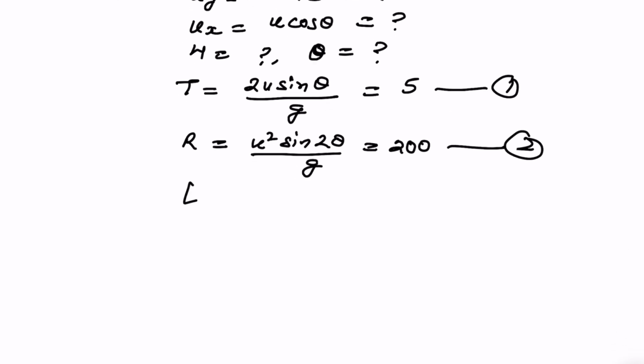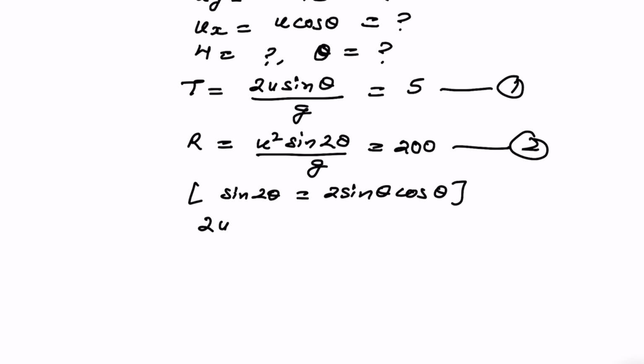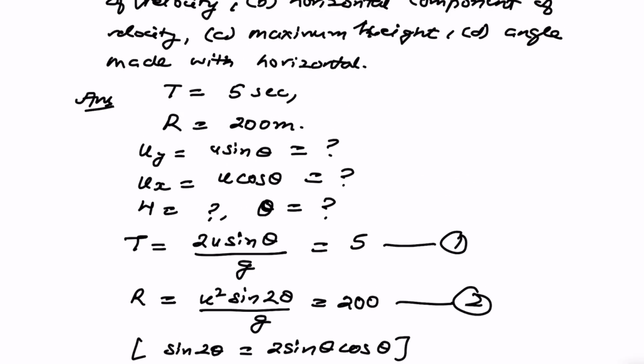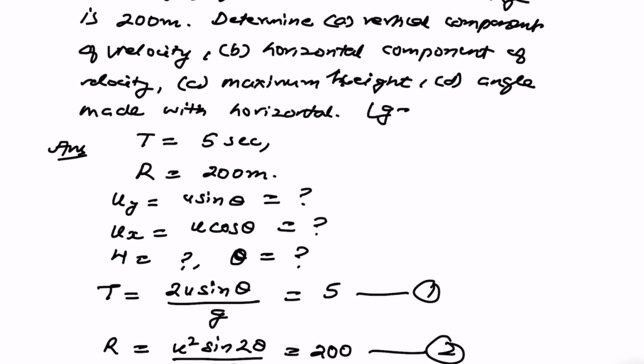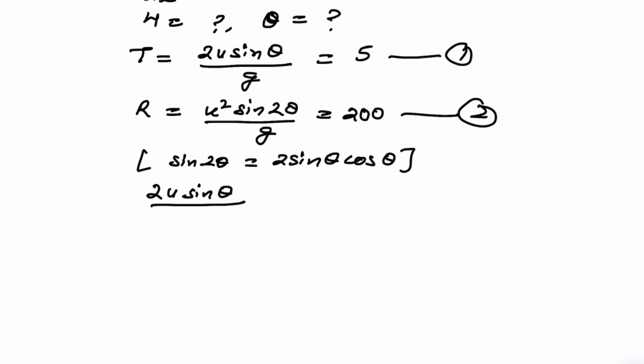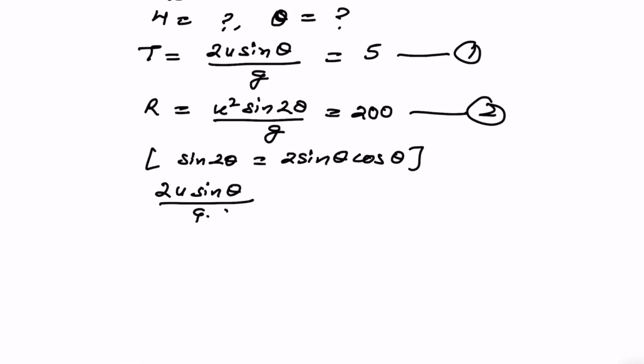Now we know that the formula for sin 2 theta is 2 sin theta cos theta. We are given that the time of flight is 5 seconds, so I can say 2u sin theta divided by g is 5. In the question, the value of g is 9.8 meter per second square. If I substitute g as 9.8, I will get the value of u sin theta.